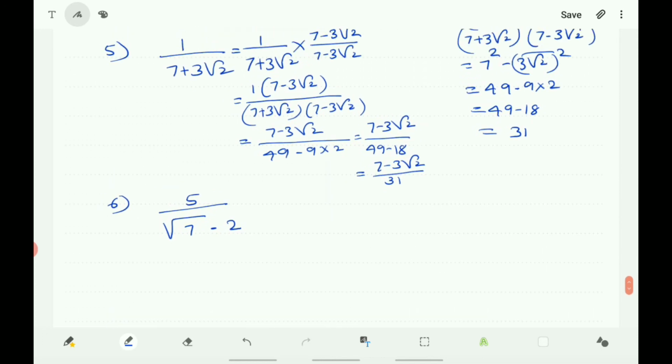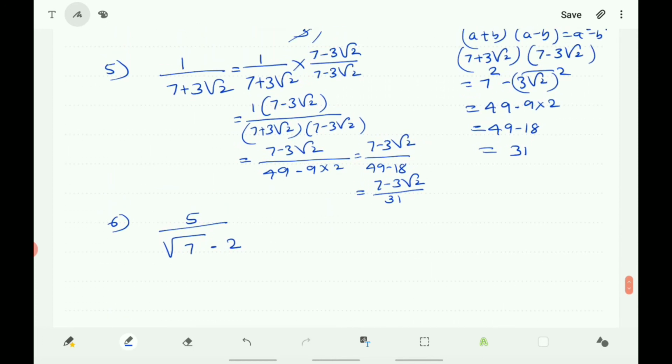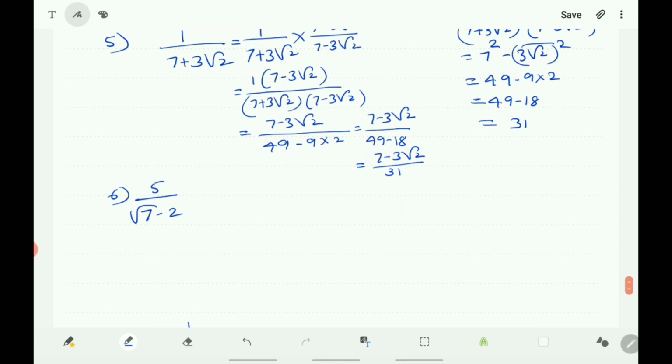Next, let us take 5 by root 7 minus 2. Then again you know that the denominator is root 7 minus 2, and to convert into rational it must be multiplied by, you know that here it is root 7 minus 2, and if you use the identity a plus b into a minus b or a minus b into a plus b, it becomes a square minus b square.